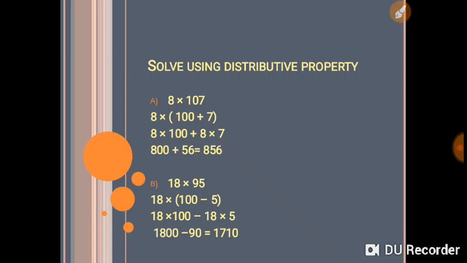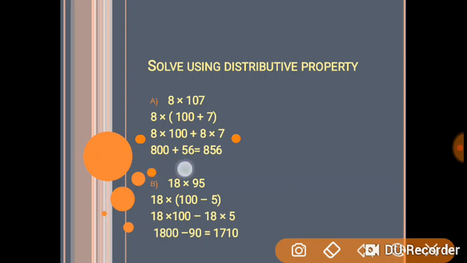Now we can understand the distributive property in a better way. So let us try to solve some questions based on it. In the first question, you can see that 8 has to be multiplied by 107. 107 can be written as 100 plus 7. Now 8 has to be multiplied by 100 also and by 7 also. 8 into 100 will give you 800 and 8 into 7 will give you 56. 800 plus 56 will give you 856.